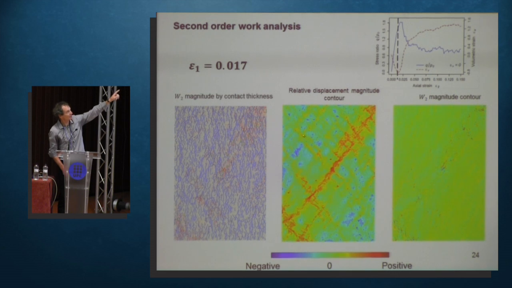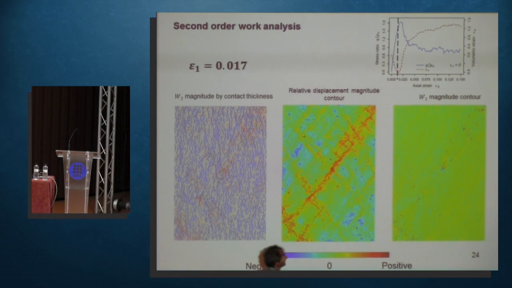On this slide, we are just before the peak. You can see that you observe a negative value of the second order work on the right, and this is the blue point. You have the negative value of the second order work, more or less, almost in the same zone in which we have the strain localization.